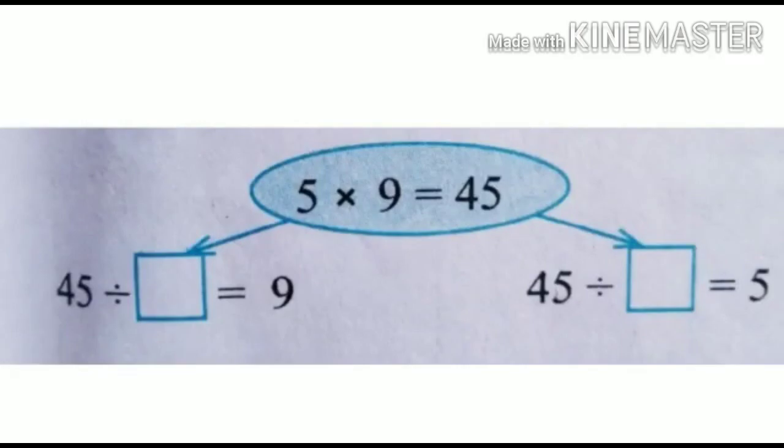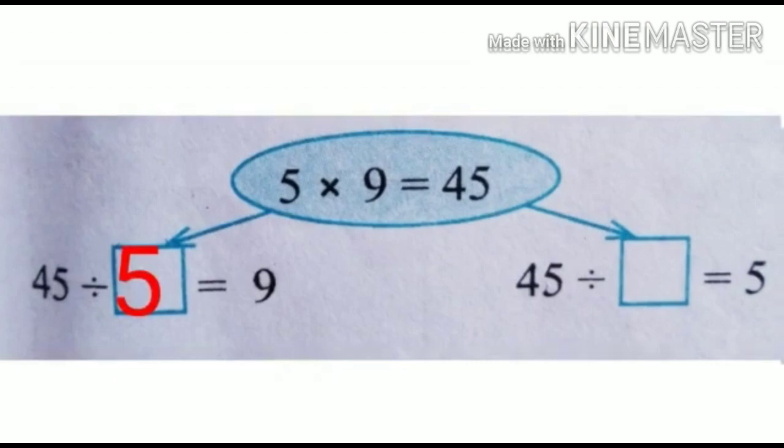Now see the next example. 5 multiplied by 9 is equal to 45. So here given 45 divided by dash is equal to 9. So what we have to do? You have to say the table of 9 up to 45. So 9 5s are 45. So therefore 45 divided by 5 is equal to 9.